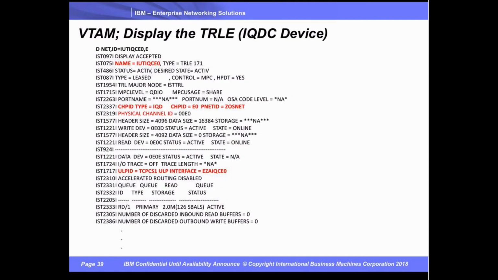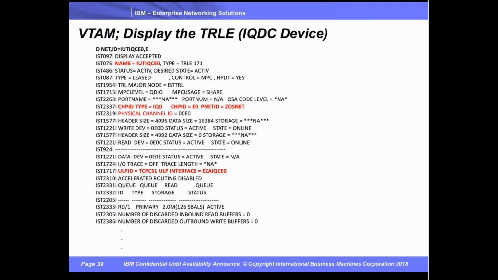All right, moving on to slide 39. On the VTAM side of things, this is the dynamic TRLE that was built. Jerry, on a previous foil, gave you the name, so this is an IPv4 configuration. Things to point out: an existing message for IQDC, the 2337I message, shows you the chiplet type of IQD, the chiplet name, and the associated PNET with this HiperSockets channel.